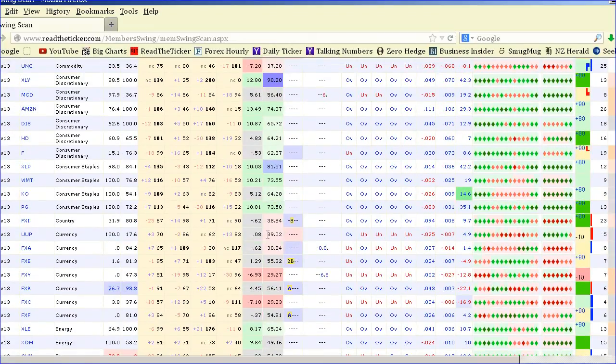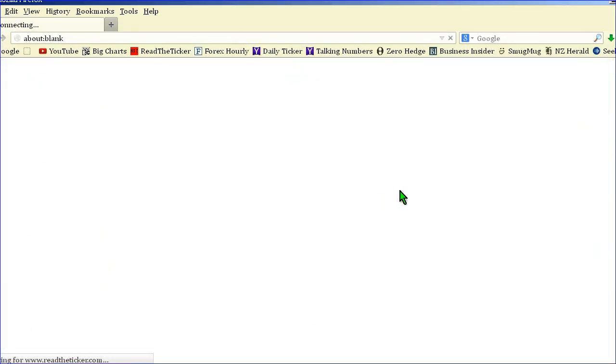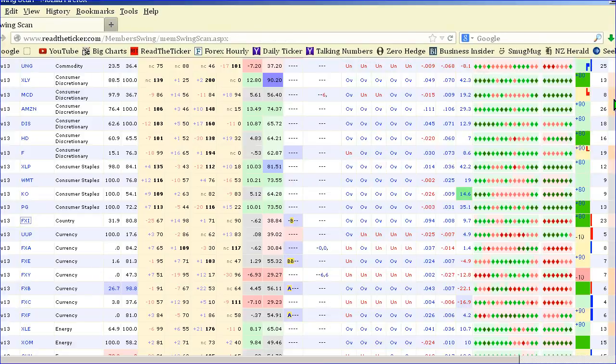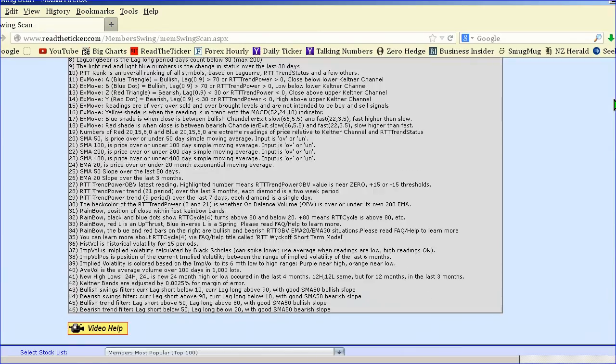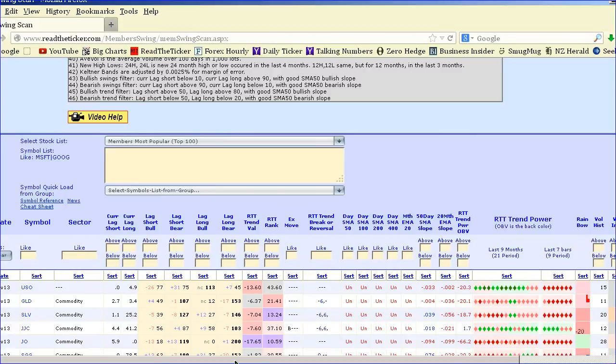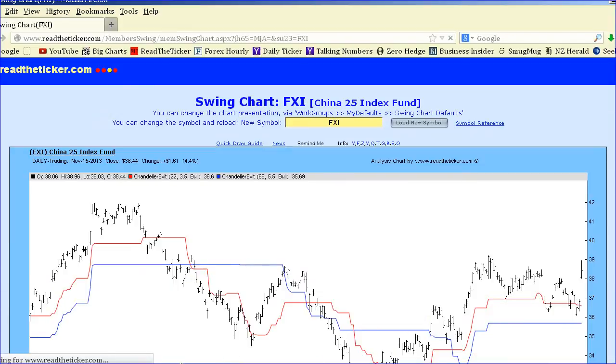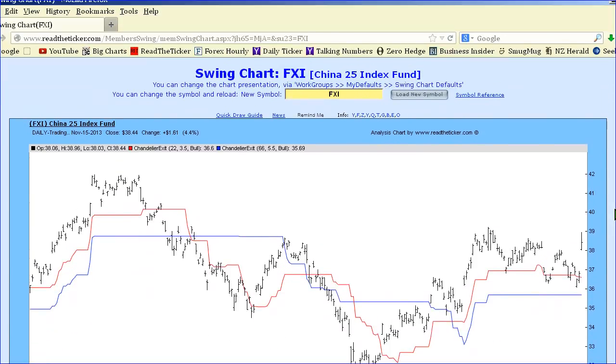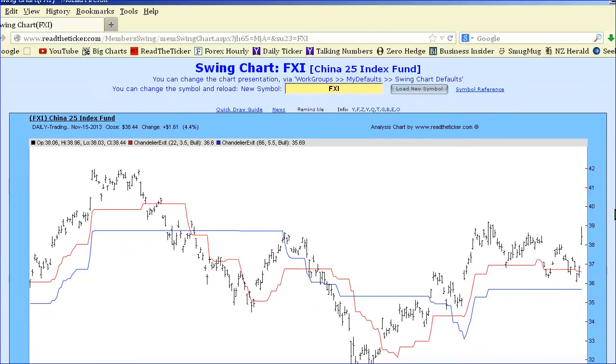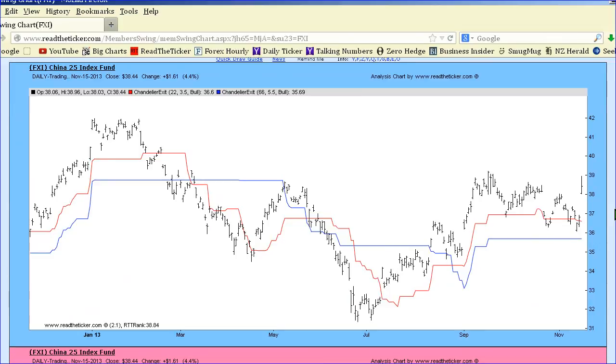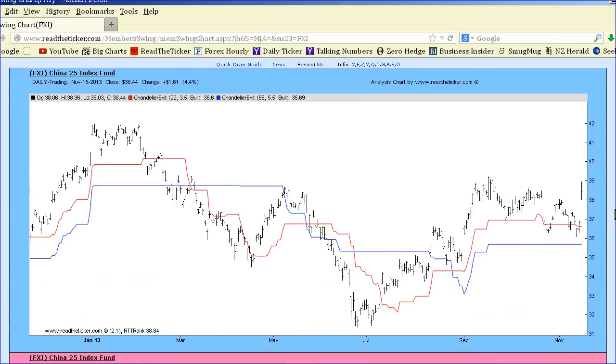What's this one? Oh, FXI, because old China's ripped up recently. Now the swing scanner, all members get access to the swing scanner. All members, apart from just the pure RTT Plus, they do get a limited version of swing scanner. Here we have FXI. Now China's been ripping up lately after they had their big, big conference.